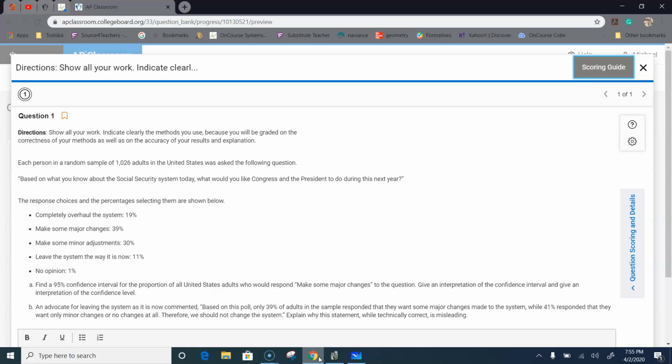30% said make minor adjustments. 39% said make major changes. So that means 69% are in favor of some kind of change. 69%, right? That's a big, big time majority, compared to 11% that say leave the system the way it is now. So that's a simple way to answer it. I think the scoring rubric gives you a couple of ways that you could reply to that. Okay?